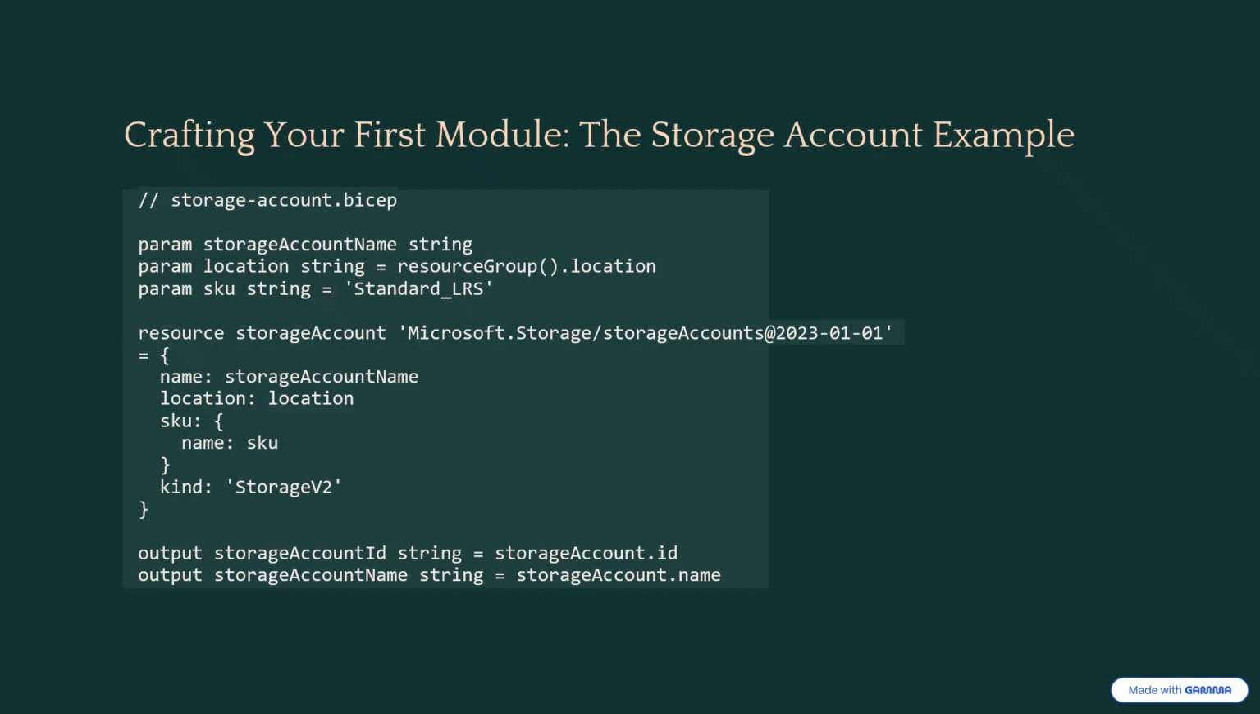All right. The output statement is crucial as it allows us to expose important information like resource ID and name. This is particularly useful when other resources need to reference this storage account. All right, this all falls back to things we have treated before, which are how the parameters, the variables, and the outputs all come together to create a simple module.